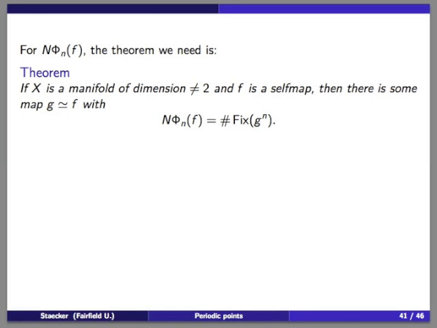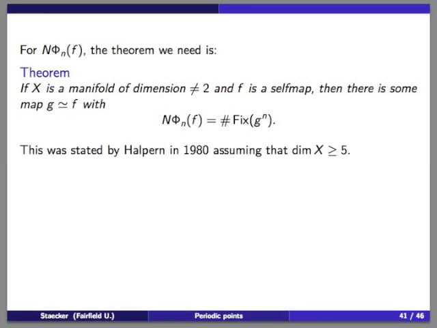Here's a theorem that we would like for N phi n. If X is a manifold of dimension not equal to 2 and f is a self-map, then there's some map such that N phi n is equal to, this is not what I mean. I mean the minimum number. No, this is what I mean. I should have written it differently. Anyway, you know what I'm talking about, the Bekon theorem.